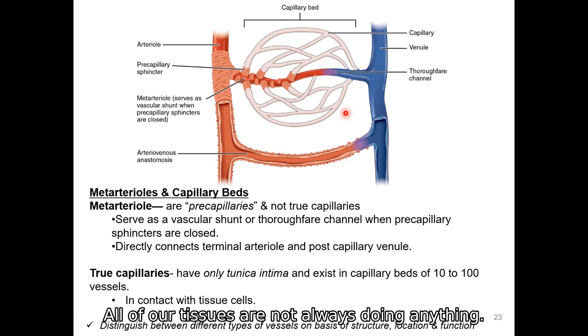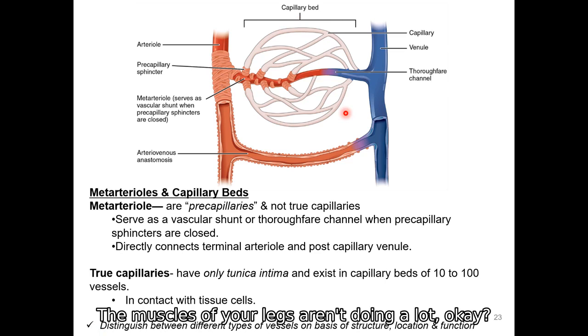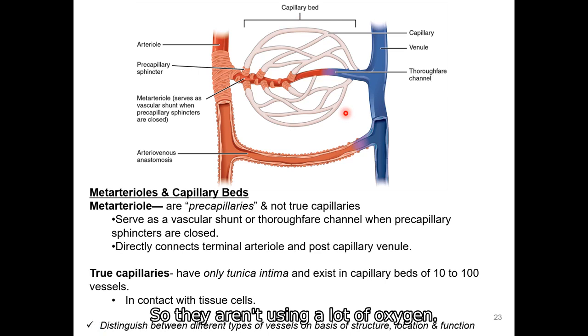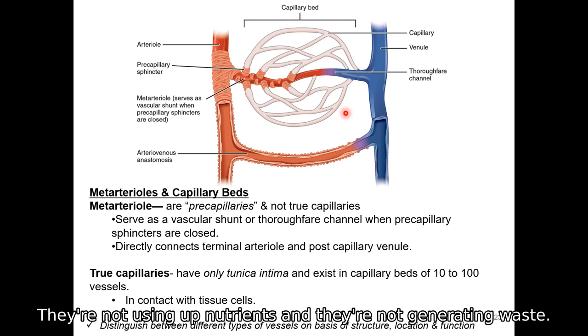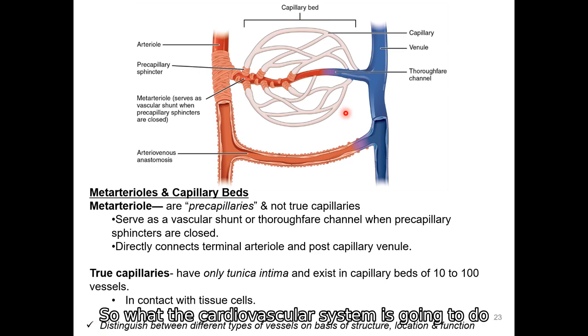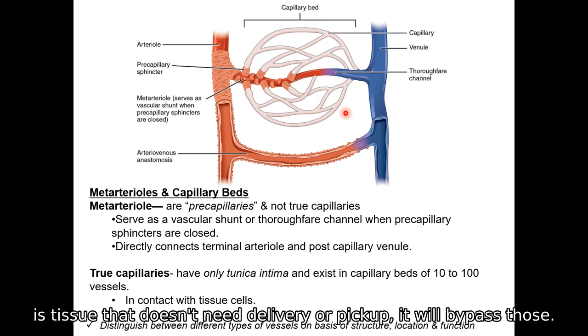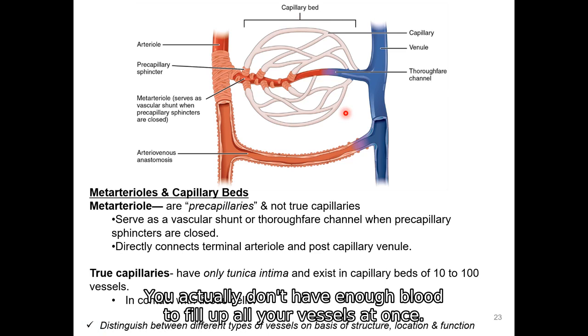All of our tissues are not always doing anything. Like right now you're sitting here in class. The muscles of your legs aren't doing a lot, okay? So they aren't using a lot of oxygen. They're not using up nutrients, and they're not generating waste. So what the cardiovascular system is going to do is tissue that doesn't need delivery or pickup, it will bypass those. You actually don't have enough blood to fill up all your vessels at once.